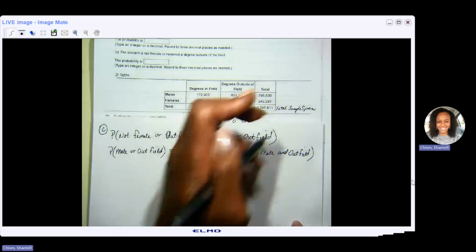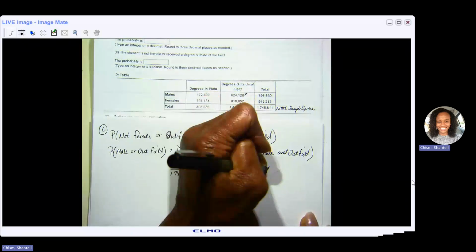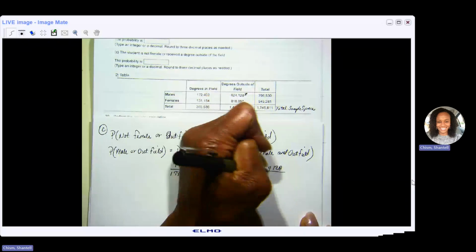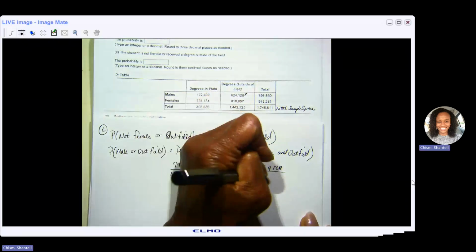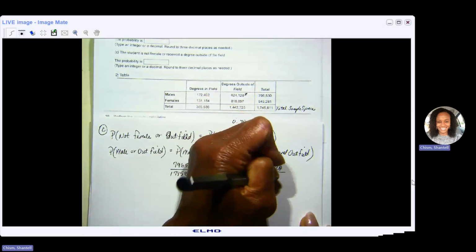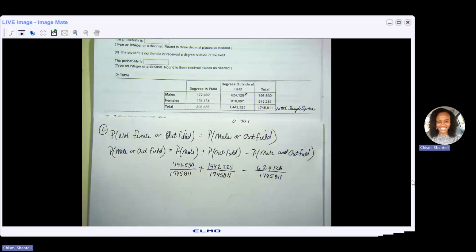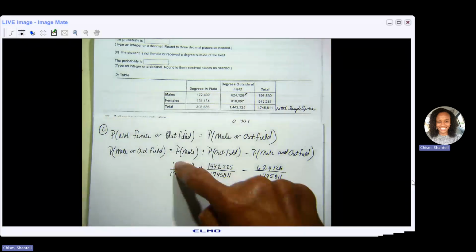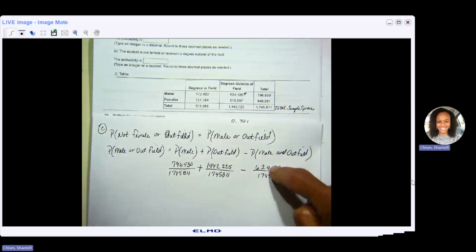When you double count that amount, then what you're saying is it's more important than all the others, and we can't do that. In probability, every outcome is equally likely. So we have to subtract that. So subtract 624,128 out of that total sample space, 1,745,811. So again, you would keep that denominator, add these two together, and then subtract that one.